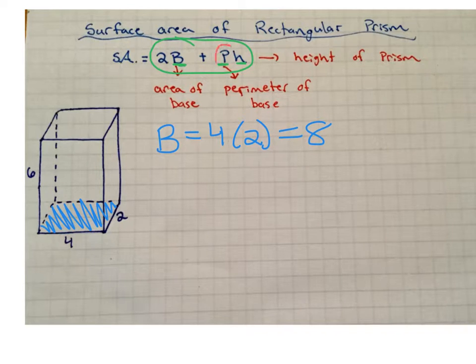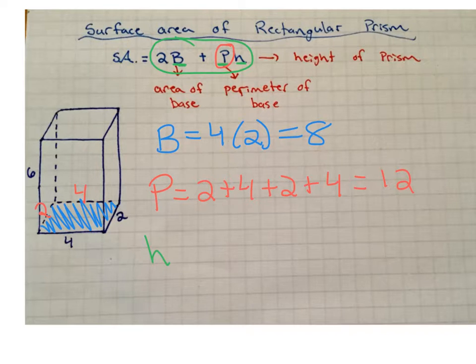Now I need to find the perimeter of my base. Let's mark all my other sides. The perimeter is 2 plus 4 plus 2 plus 4, which is 12.